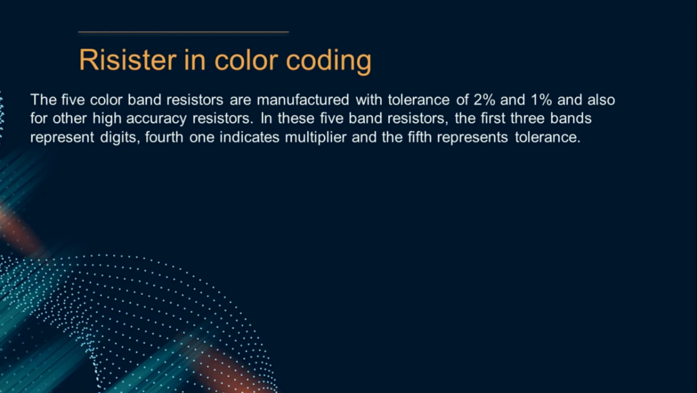The 5 color band resistors are manufactured with a tolerance of 2% and 1% and also for high accuracy resistors. In these 5 band resistors, the first 3 bands represent digits, the fourth one indicates the multiplier, and the fifth represents tolerance.